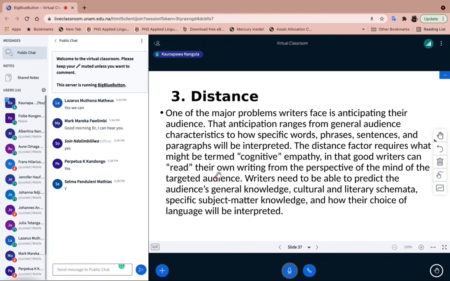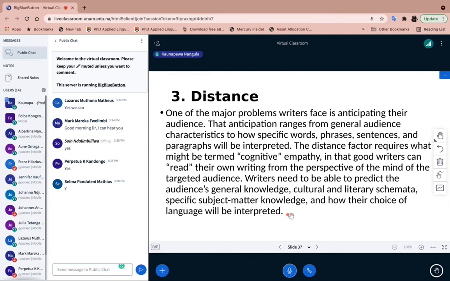So we have to train our learners to, when they write, also put themselves in the shoes of the people who are going to read their work. That's why they need to practice cognitive empathy, like putting themselves in the shoes, in the minds of the people who are going to read their work. So writers need to be able to predict the audience's general knowledge, okay, and then cultural and literary schemata, specific subject matter knowledge, and how their choice of language will be interpreted.